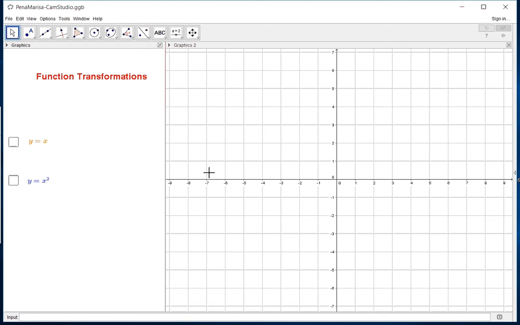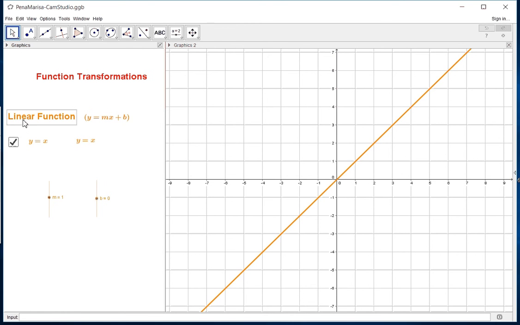Hello there, this is Marisa Peña, and today we will be studying function transformations, specifically transformations on the equation y equals x and y equals x squared. Now let's look at first y equals x. This is the linear parent function, and y equals x is the equation for the linear parent function.